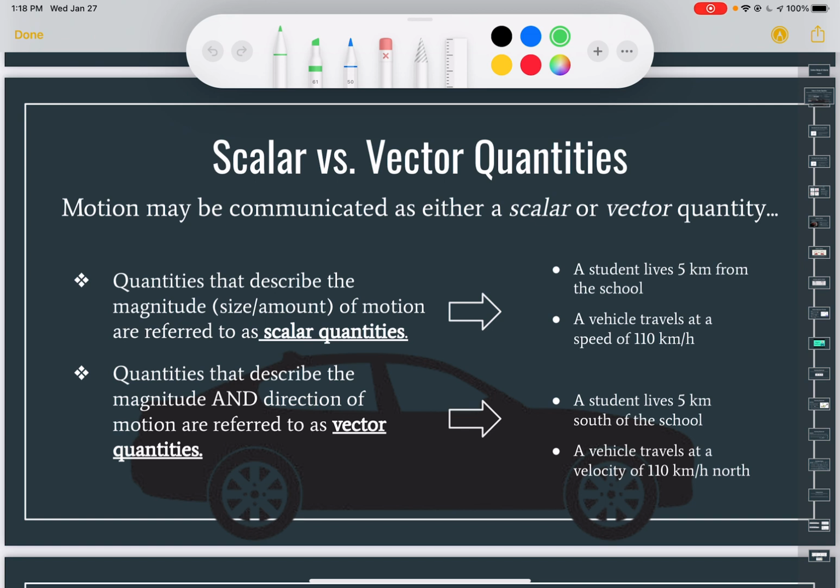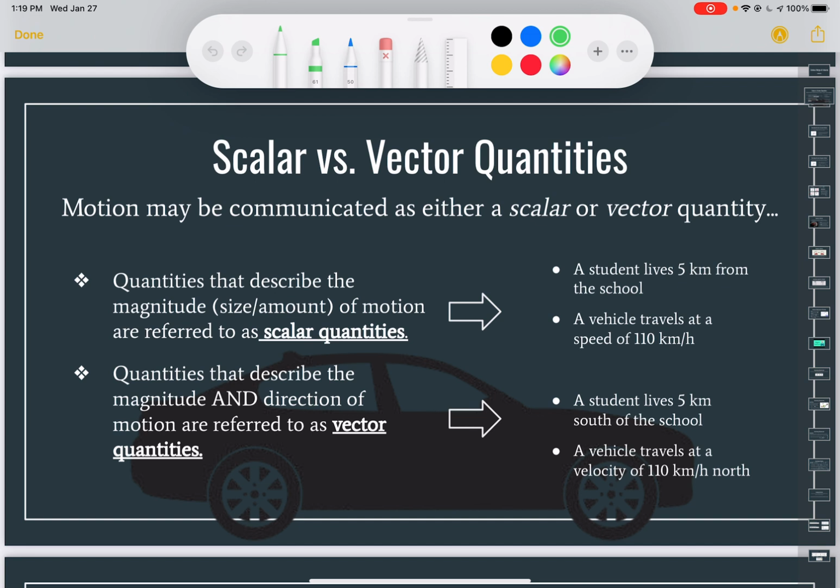Well, the difference here is between quantities. Quantities that describe the magnitude of motion are referred to as scalar. So when we're talking about how far, it's giving a size or an amount. So it's saying we went 5 kilometers from the school, or a vehicle travels at a speed of 110 kilometers an hour. So it's telling you a piece of information, a number, but it's not telling you any context to it. On the other hand, vector quantities are ones that include direction.